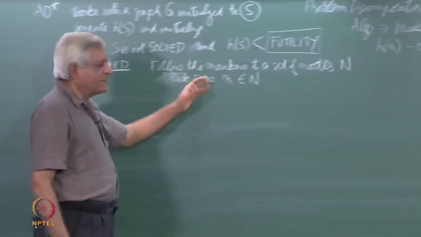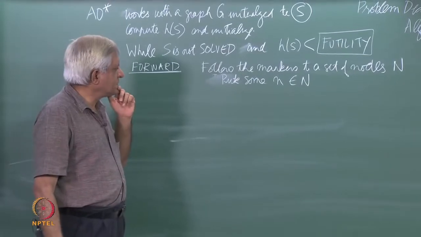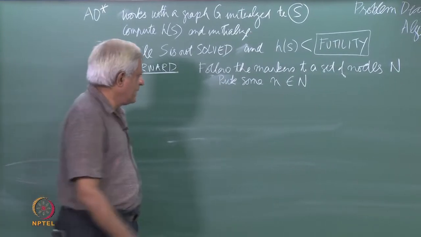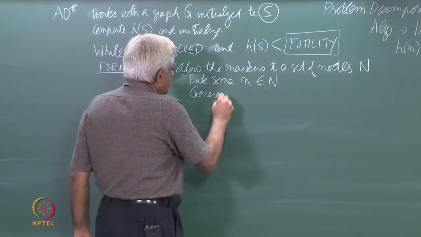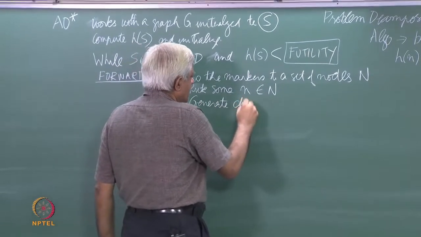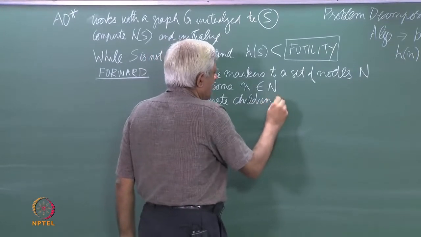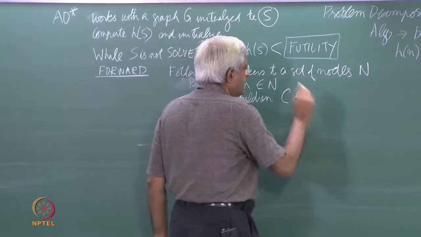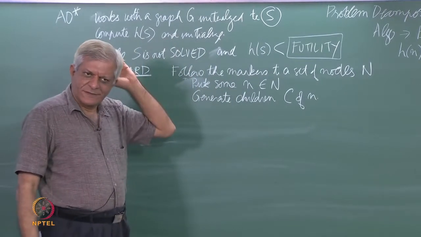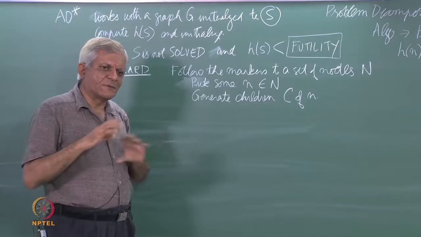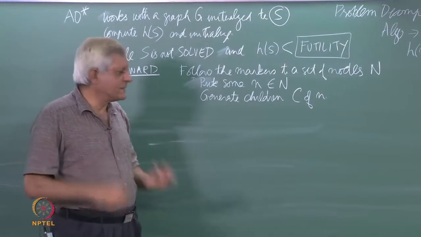So, we will just assume pick some node n from N, and generate children C of n. So, we have something like a move gen function, which is not the old move gen function, but something which refines the problem into different sub problems and gives you the set.